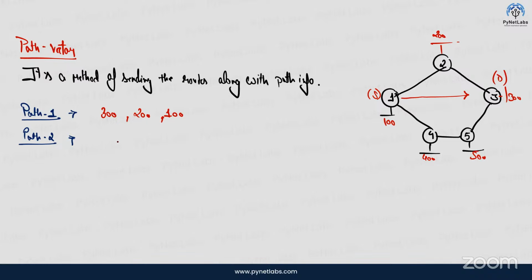And for path number 2, the data will originate from router number 1, which has the AS value of 100. I'm directly writing the path, which is basically it will reach 300 first.